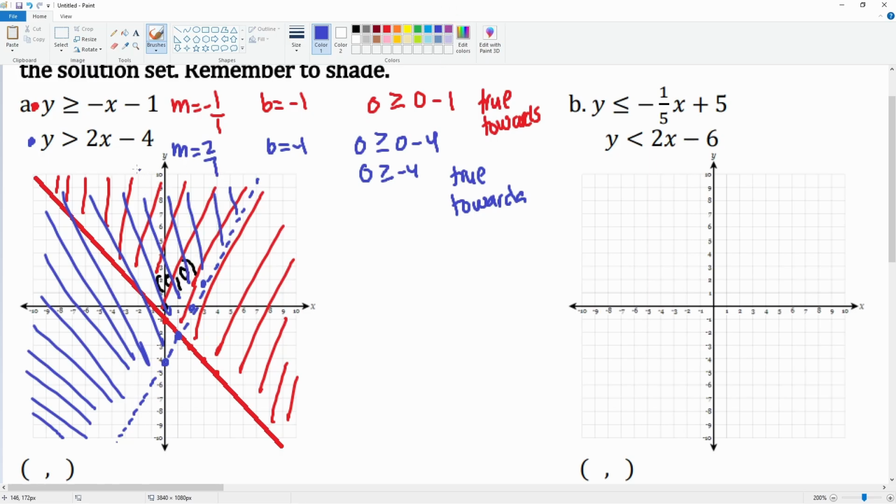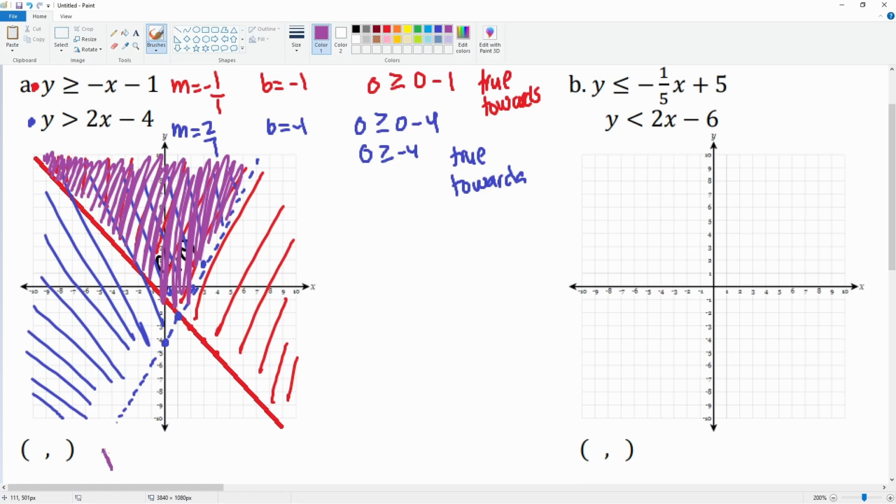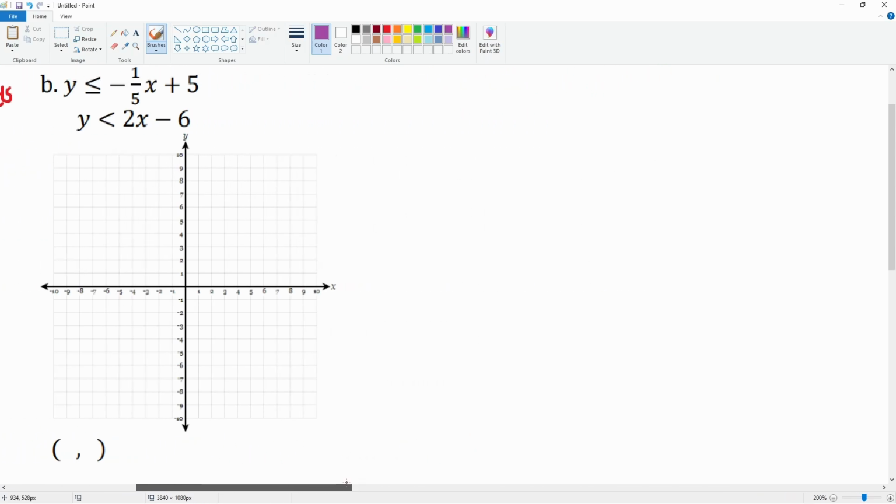So red and blue makes purple, so I'm going to be putting purple as the solution set. So the purple area would be the solution set. And a point that is in that solution set, I can say maybe 0, 2 is in that solution set, so that would be a valid point. All right, let's do B.